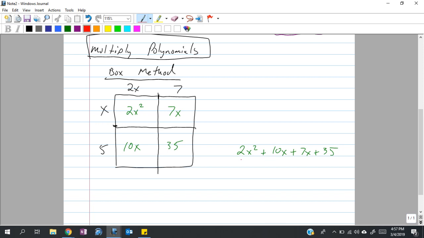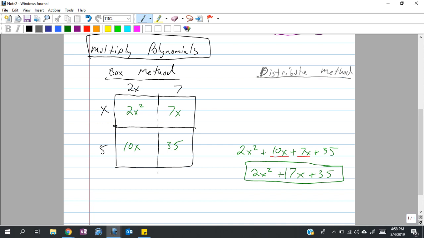But as we talked about in the past, if you look at this, I got 2x squared. I got a squared term. I have two linear terms, two single x terms, and then a constant term. I can combine like terms here and come up with 2x squared plus 10x plus 7x is 17x plus 35. So the area of this big box is this. Now, the way that we get there, another way to do that is by a method called the distribute method.